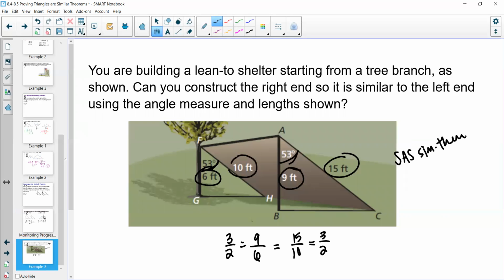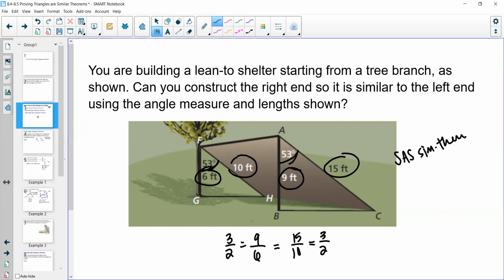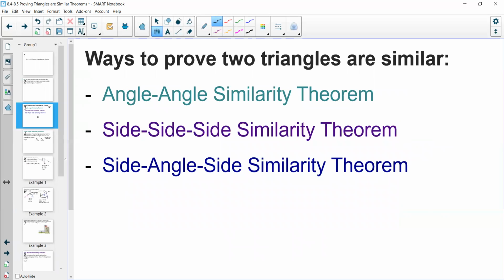If you have any questions about proving that 2 triangles are similar using these 3 different theorems, feel free to ask. But again, we've got 3 theorems here that we can use. We can show that 2 angles are congruent, meaning the triangles are similar. If we prove that all 3 sides are proportional, then the triangles are similar. Or if we prove that 2 of the sides are proportional and the included angle is congruent to the one on the other triangle, then it also proves that they're similar.